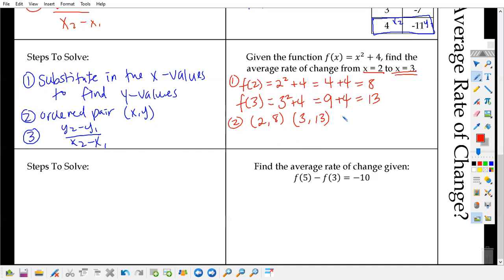And then last but not least is step 3. And step 3 says to plug into y2 minus y1 over x2 minus x1. So our y2 is 13. Our y1 is 8. Agreed? 13 minus 8. Our x2 is 3. Our x1 is 2. So we have 3 minus 2. 13 minus 8 is 5. 3 minus 2 is 1. So our average rate of change is 5.